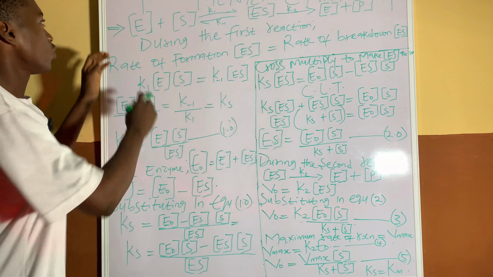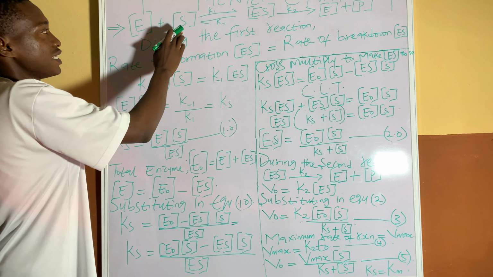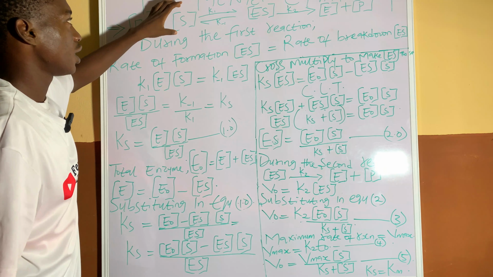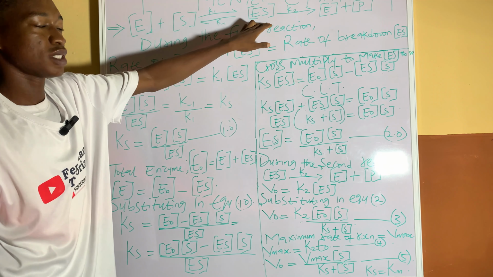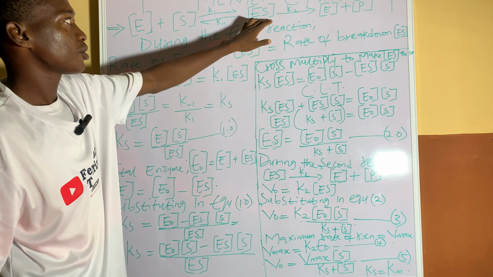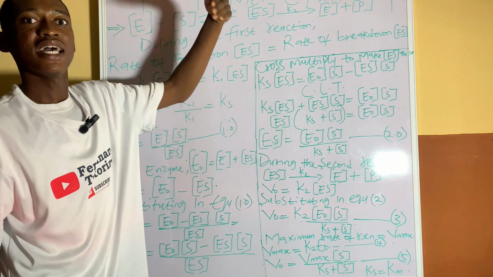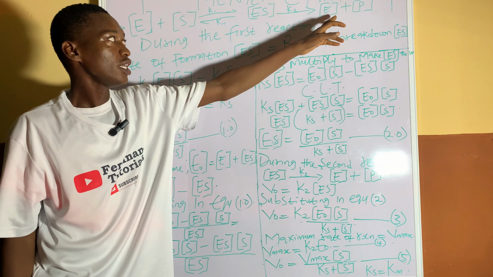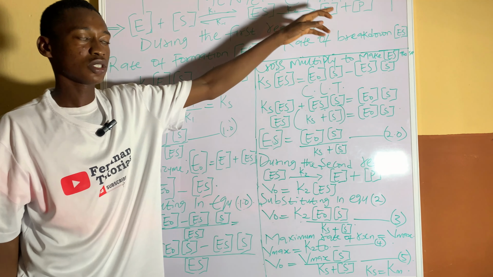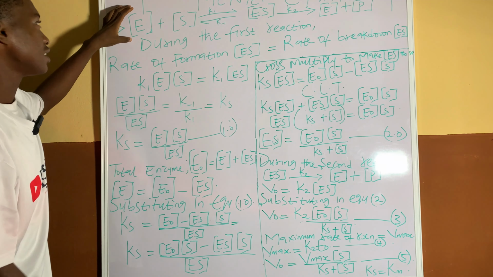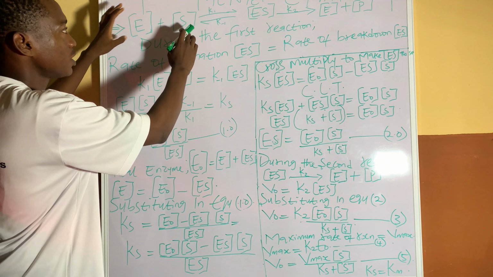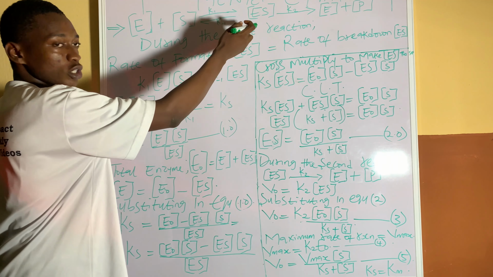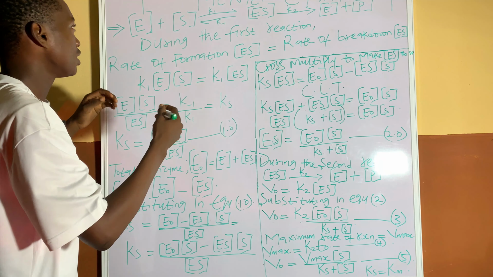Now, we begin to say that when a free enzyme binds reversibly to a substrate, it produces an enzyme-substrate complex. And this enzyme-substrate complex binds irreversibly to produce E plus P. E is the free enzyme, P is the product. So when we say a free enzyme binds reversibly to a substrate, it simply means that there is a forward and a backward reaction. I hope that makes sense.